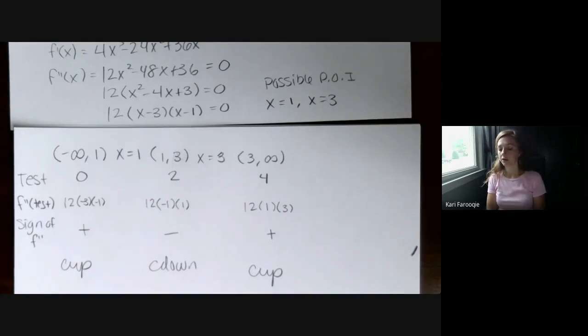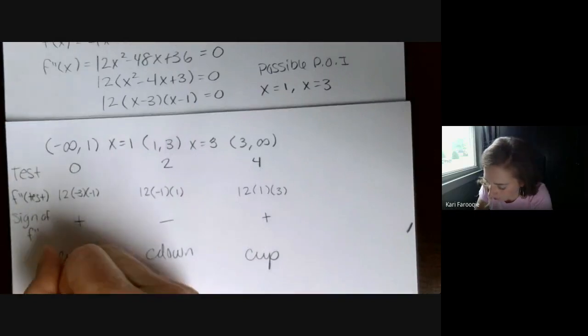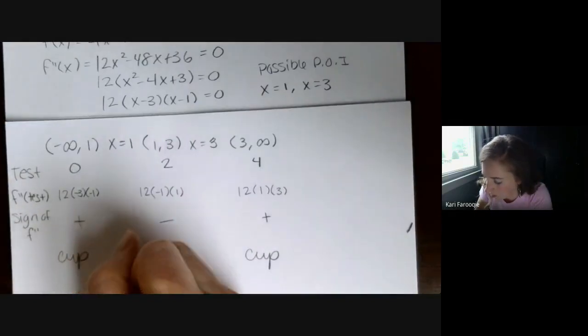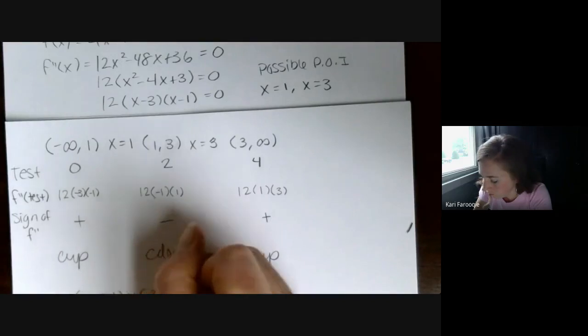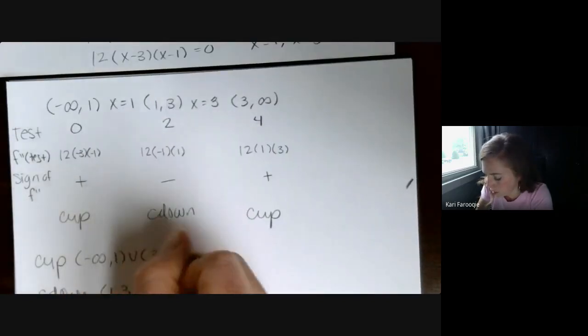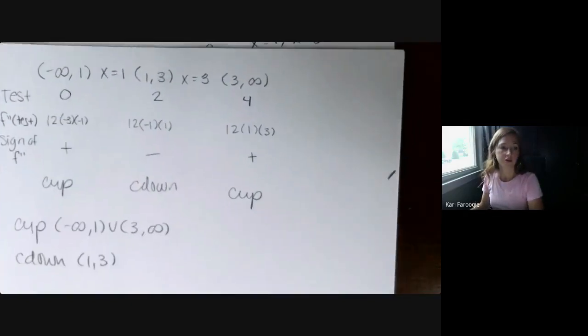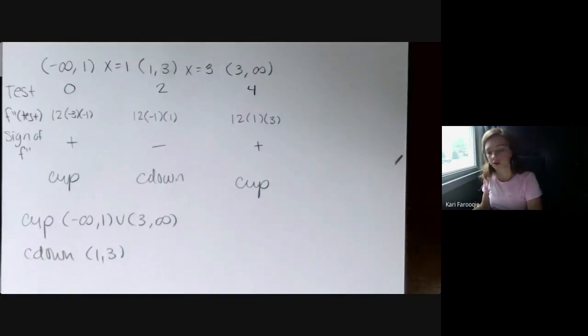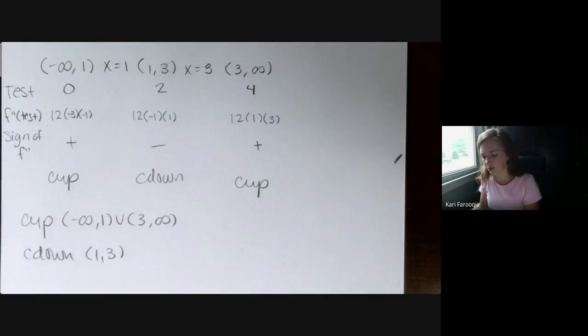Okay. Wonderful. So our function is concave up on negative infinity to 1 and 3 to infinity. It is concave down on 1 to 3. We can also verify this in our graphing calculator, so we'll look at that in a few minutes. Sometimes with these polynomials, especially if they have really large coefficients, it can be kind of hard to tell. But we'll see if we can get a good idea of what's going on.